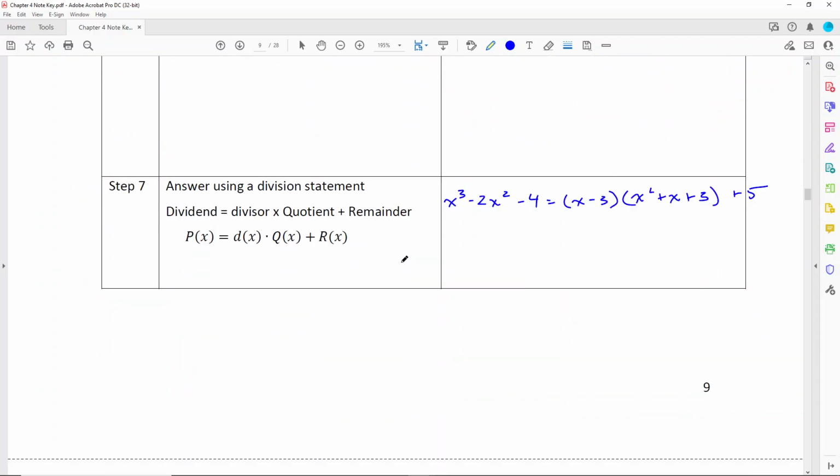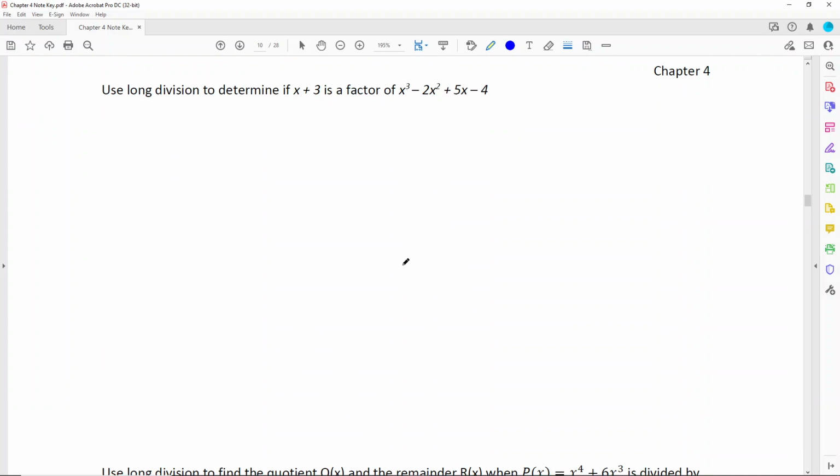Okay, so let's do it again. So here's another question. This question says, use long division to determine if x plus 3 is a factor of x cubed minus 2x squared plus 5x minus 4. In other words, we're using long division to determine if we get a remainder of 0. If we get a remainder of 0, then x plus 3 is a factor of this polynomial.